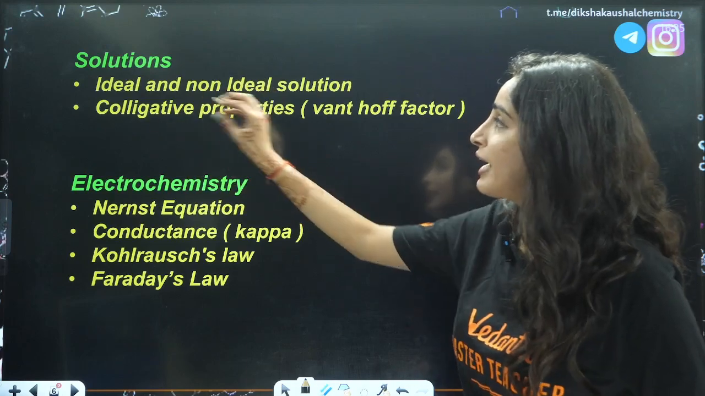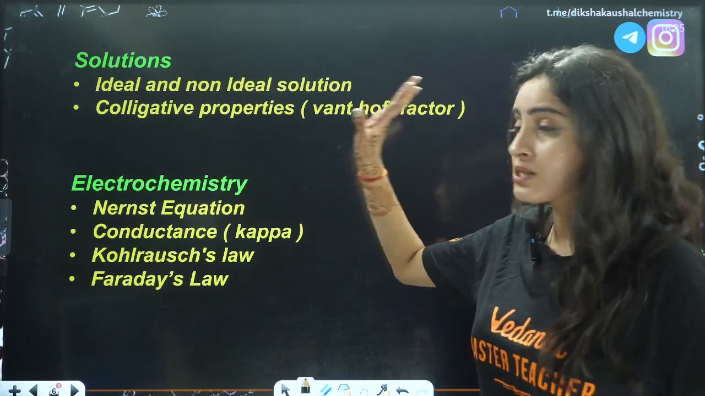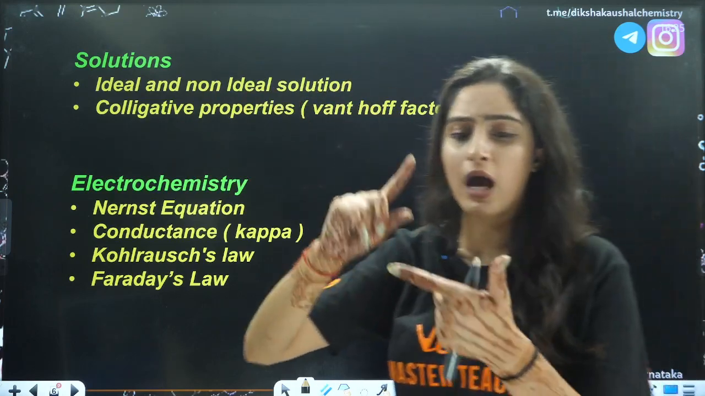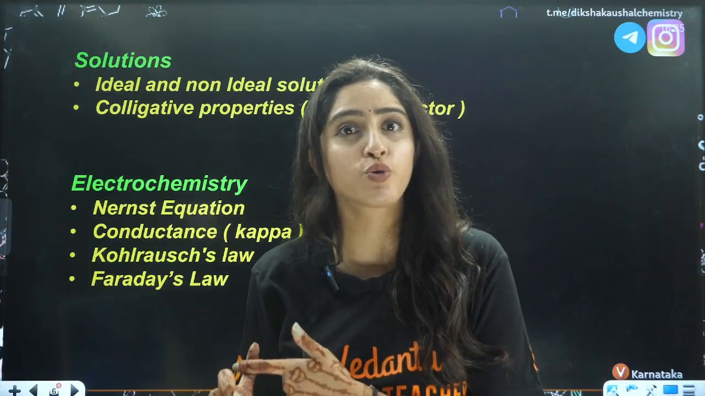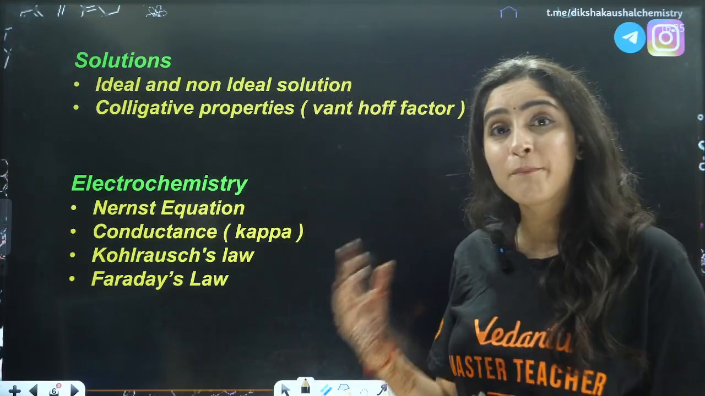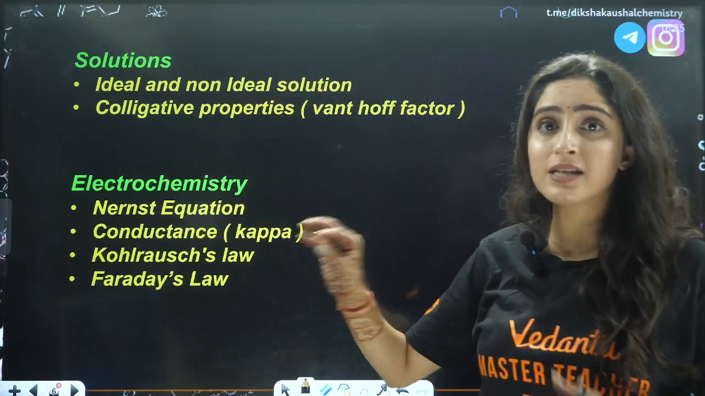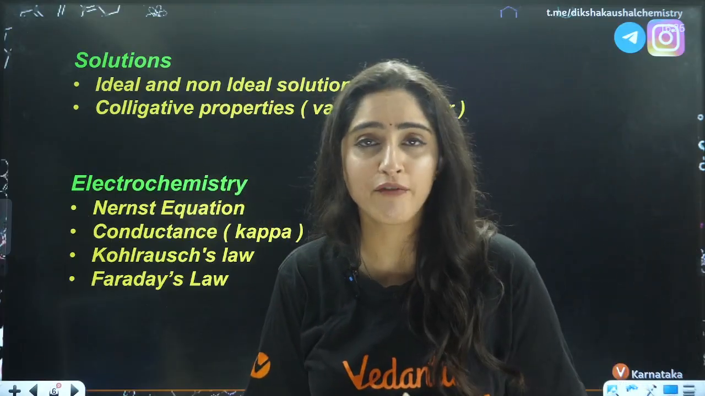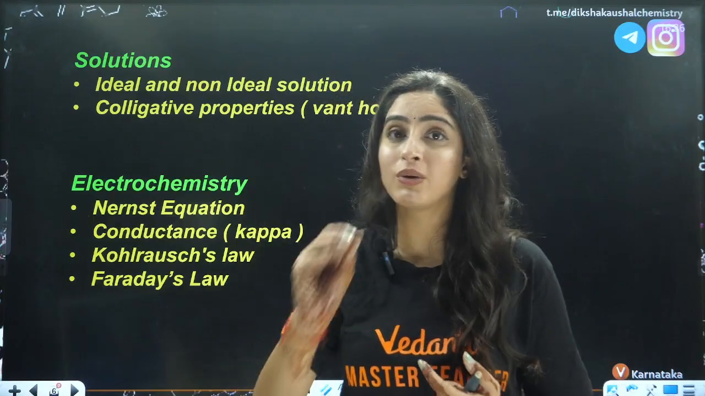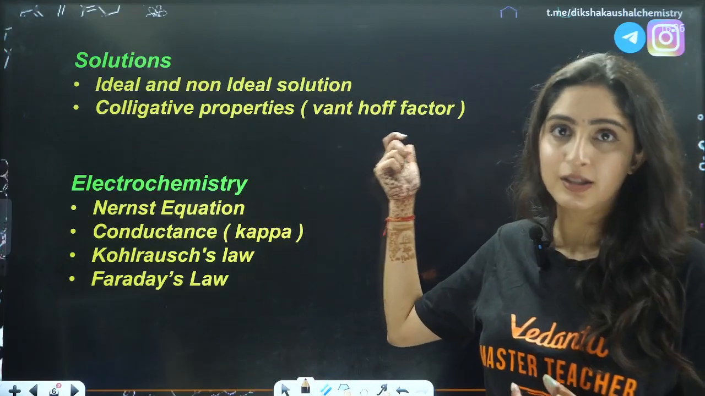Now it is having ideal and non-ideal solution. Now this is very important, right? Direct formula, Raoult's law based questions can be asked to you. Examples of ideal, non-ideal solution can be asked. Next is colligative properties. 4 colligative properties you have in your syllabus, and you need to know the formulas which have Van 't Hoff factor, right?